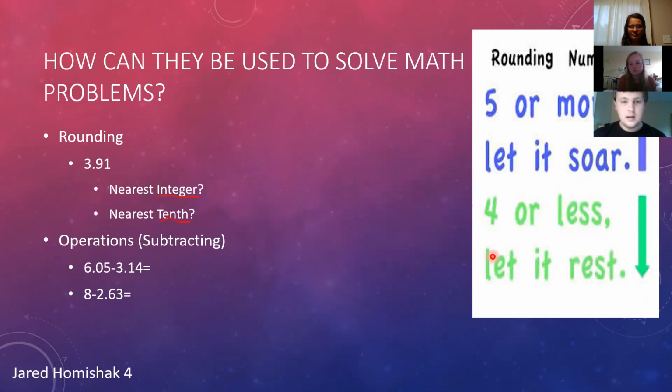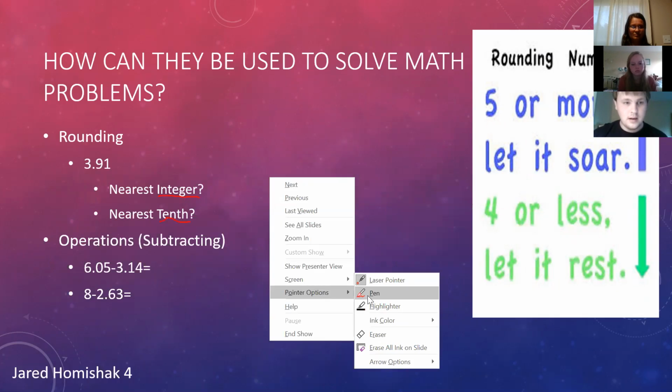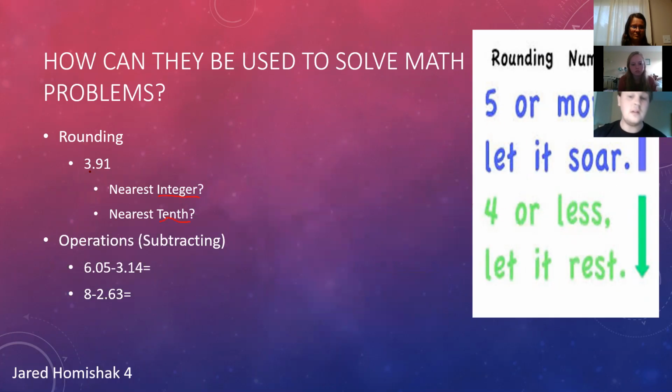So with that in mind, let's work on our problem here. So 3.91. To the integer, we want to look one place to the right to determine how we need to round.